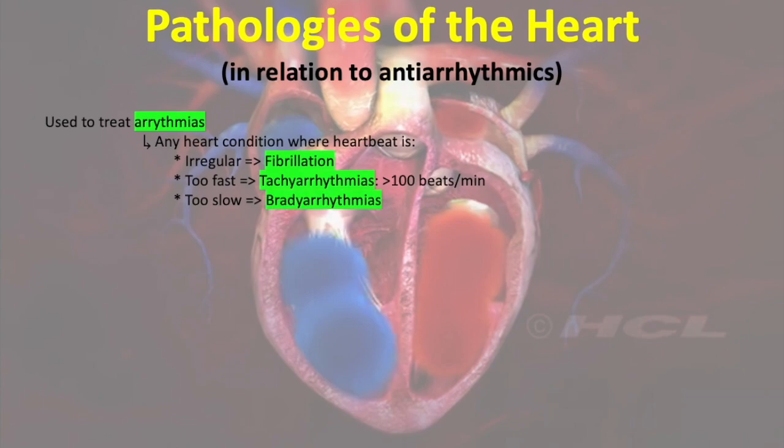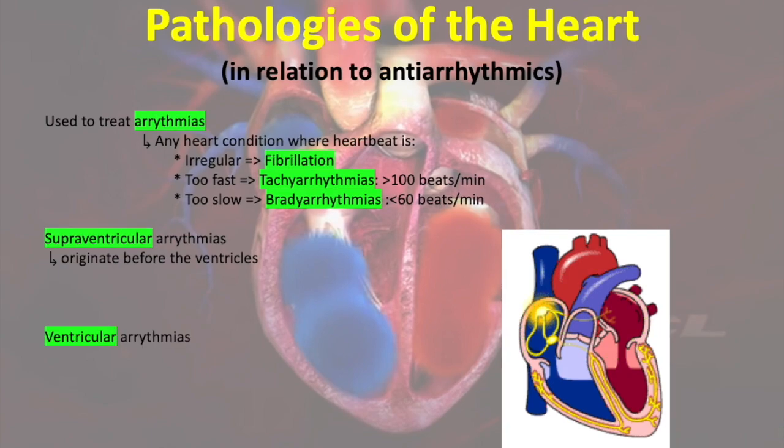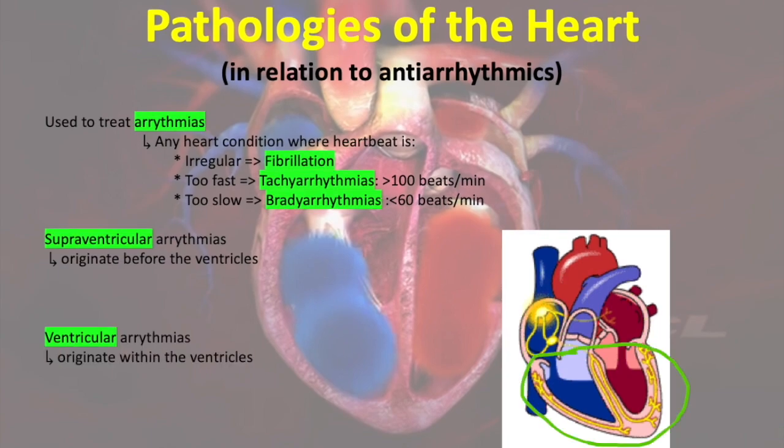Bradyarrhythmias encompass all arrhythmias where heartbeat is too slow, which is clinically defined as less than 60 beats per minute. Arrhythmias can be supraventricular, which means they originate before the ventricles, either in the SA node, the AV node, or the atria. Arrhythmias may also be ventricular, which means they originate in the ventricles. These types of arrhythmias do not affect the atria.